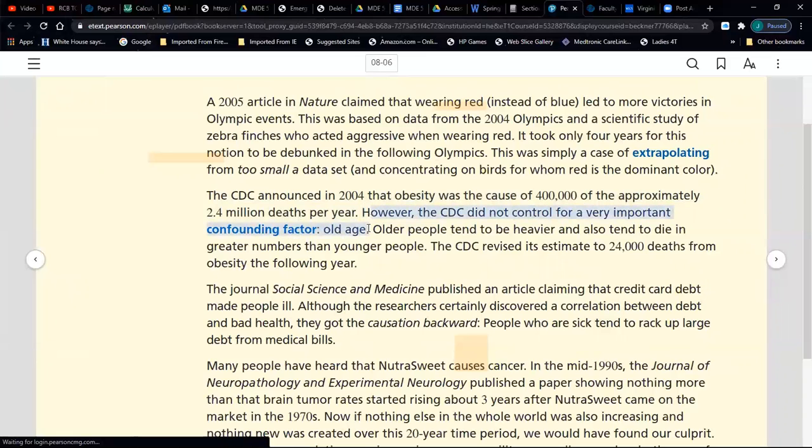So the CDC did not take into account old age. Guess what? Older people tend to be heavier. We talked about that earlier in relation to skinnier people making less money than fatter people. Older people tend to be heavier. It's just natural. Even before obesity rates were climbing, you just gain a little weight as you get older. So older people tend to be heavier and also tend to die in greater numbers than younger people.